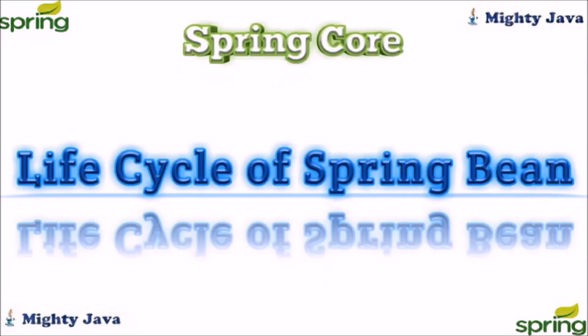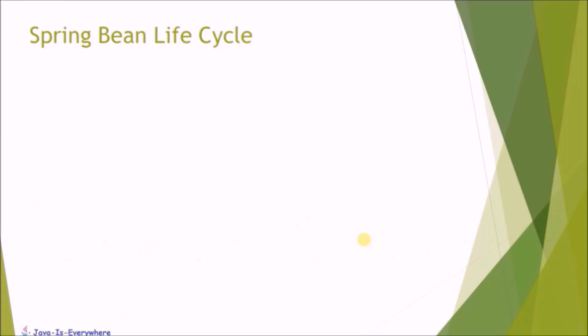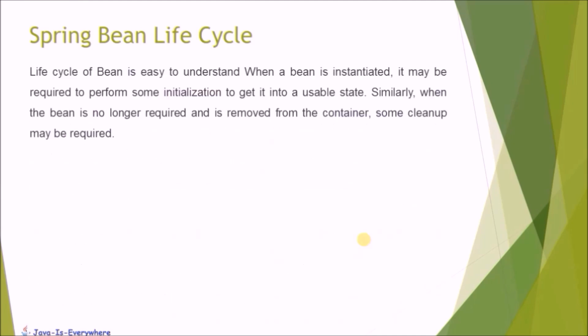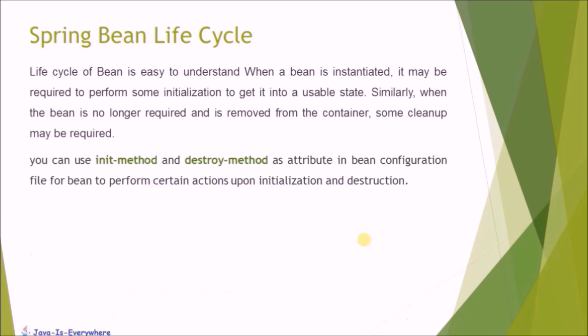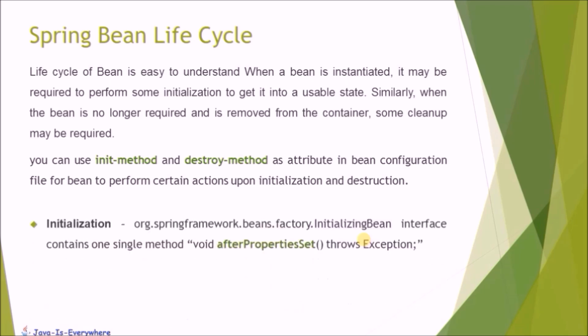In this video, we will see the life cycle of a Spring bean and BeanPostProcessor with an example. Let's first see the life cycle of a Spring bean. The life cycle of the bean is easy to understand. When a bean is instantiated, it may be required to perform some initialization to get it into a usable state. Similarly, when the bean is no longer required and is removed from the container, some cleanup may be required. You can use init-method and destroy-method as attributes in the bean configuration file for the bean to perform certain actions upon initialization and destruction.